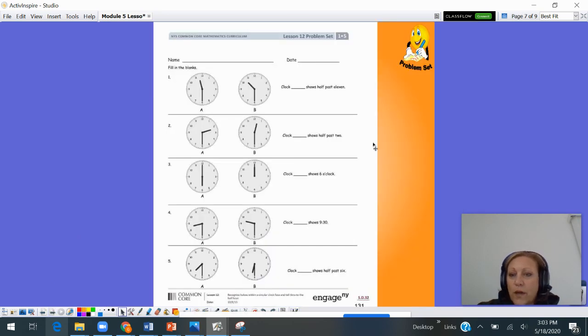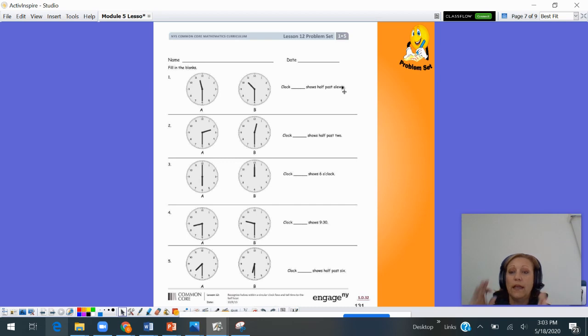Welcome back. We're going to actually start with our problem set now. You'll see you're going to fill in the blanks. You'll see A and B. And you're going to read over here. It says clock blank shows half past 11. And remember that minute hand or the long hand has to point to the 6. And it has to be in between the two numbers that it says.